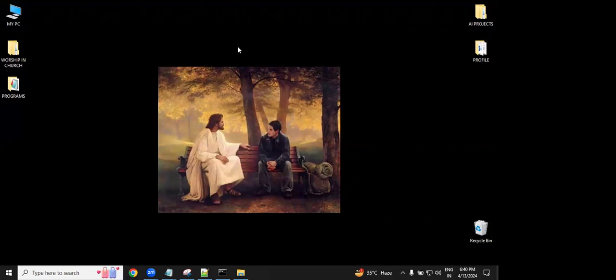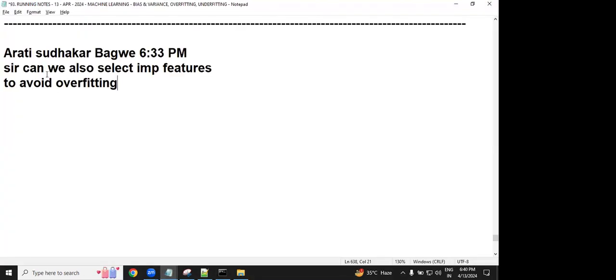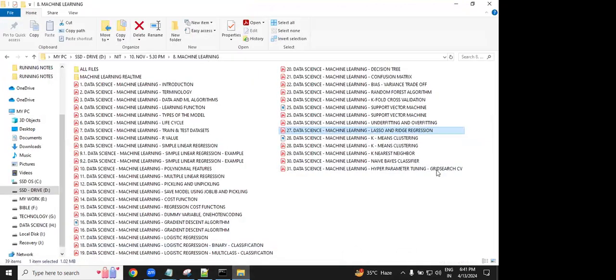Sir, can we also select important features to avoid overfitting actually? Arati, we are doing that. Kusuma, can you please elaborate your question actually? Arati, yes, we are doing it by using XGBoost. XGBoost algorithm, I am covering. Now you can just try to see. Sir, XGBoost should be existing. Hold on. The last topic should be XGBoost.